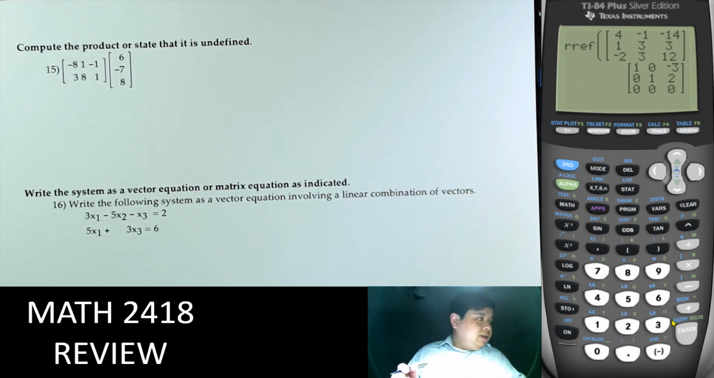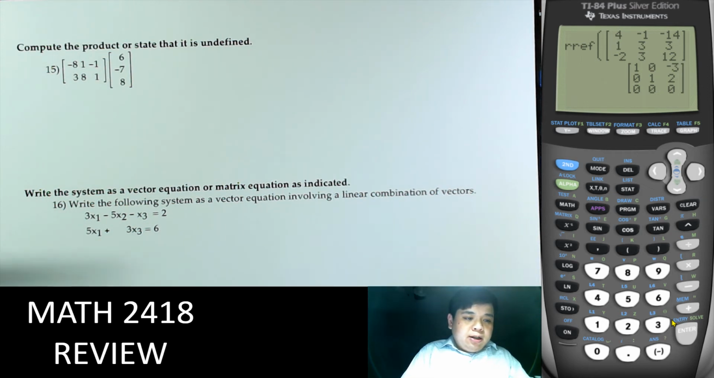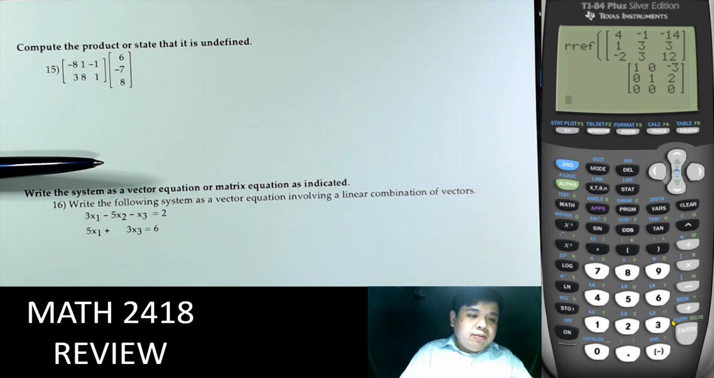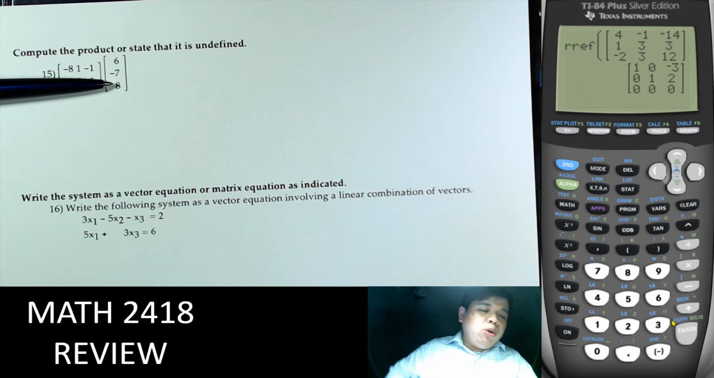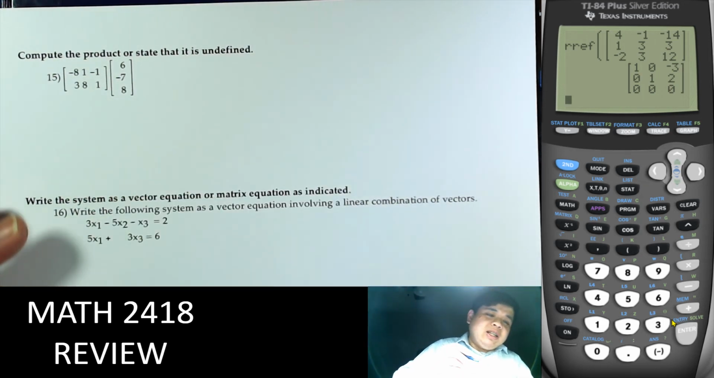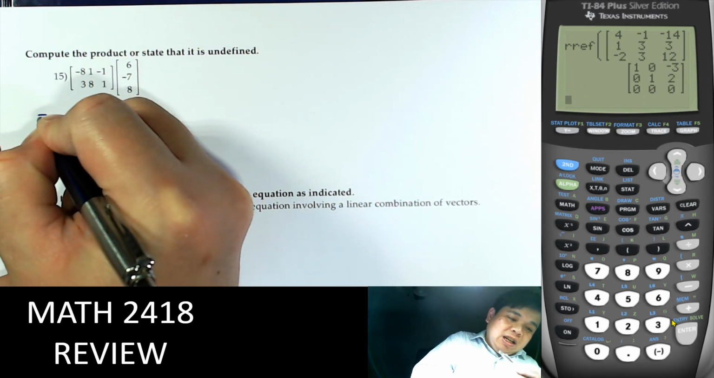Next, we have the product. There's a couple ways to do this. The easiest way is to just enter everything and calculate, or we use row times column. But we can also write this as a linear combination.